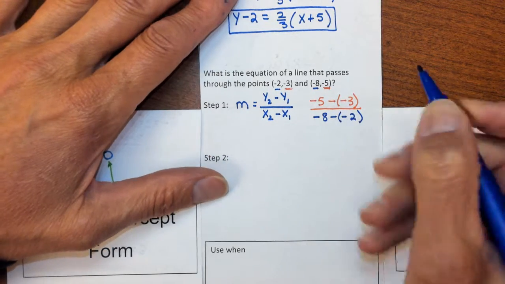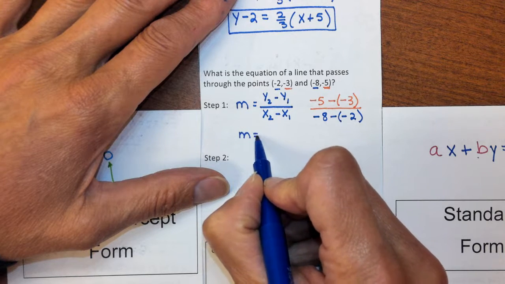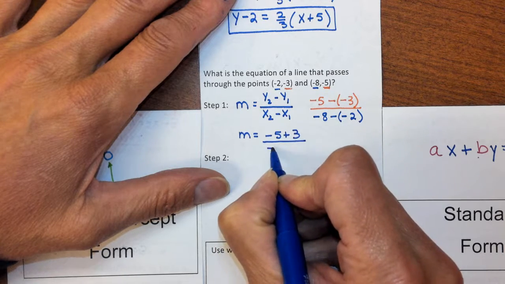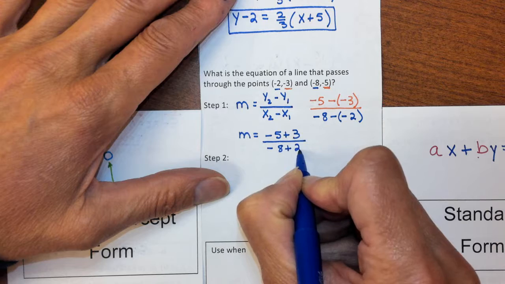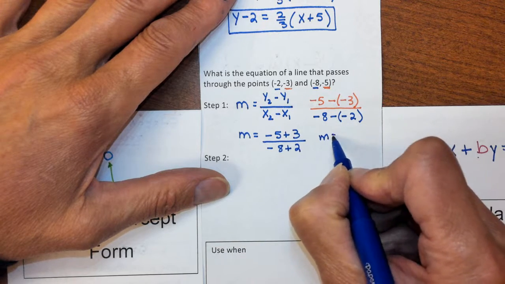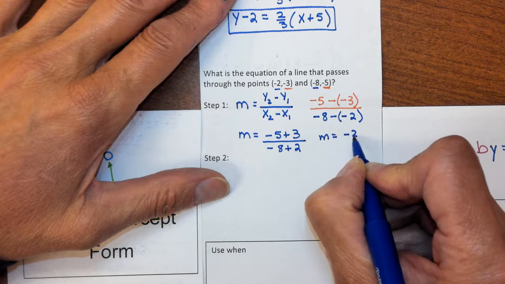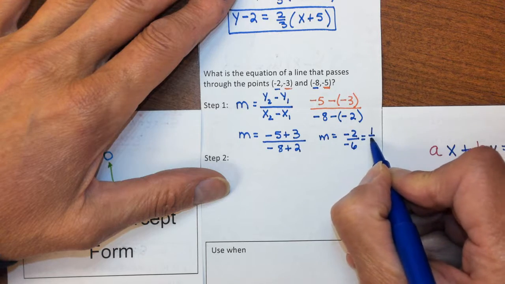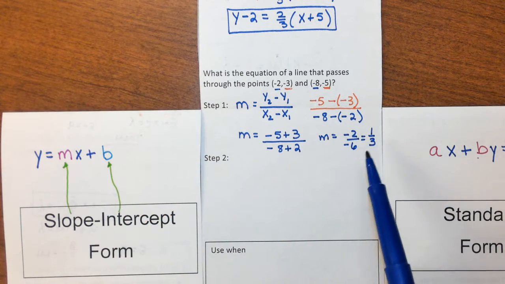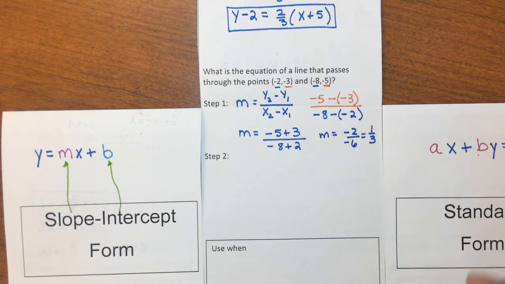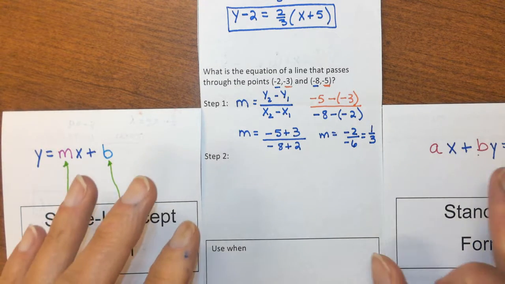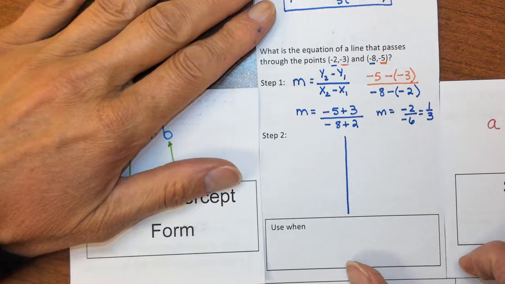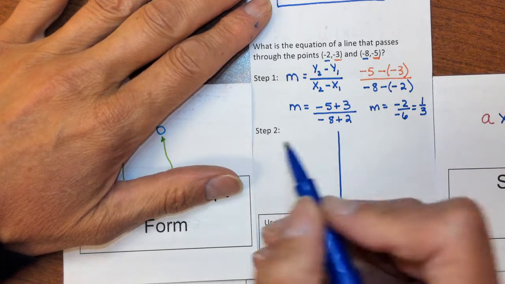So I have a minus. That means my slope is -5 plus 3 divided by -8 plus 2. So when I clean that up, that's going to give me -2 over -6, and that simplifies to 1/3. So now I have a slope and I have a choice of points. Notice I said choice. So we're actually going to do this twice. You don't have to do it twice on a test. You just have to pick one and go with it.